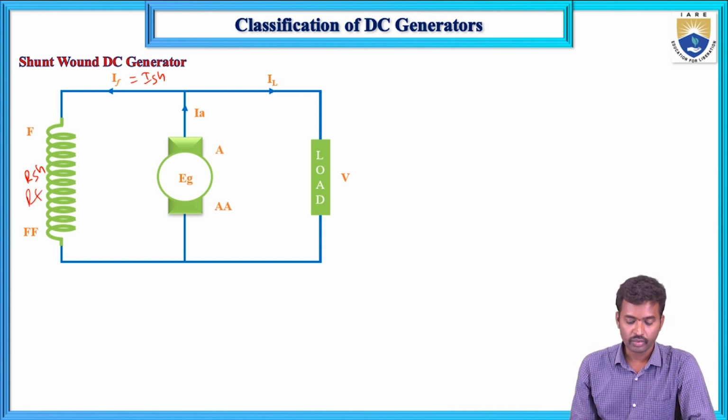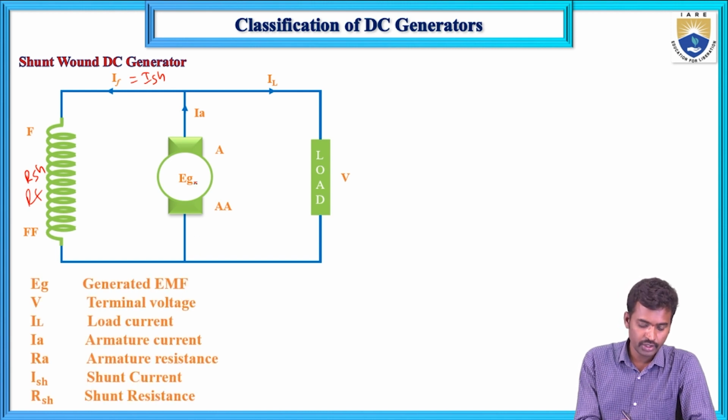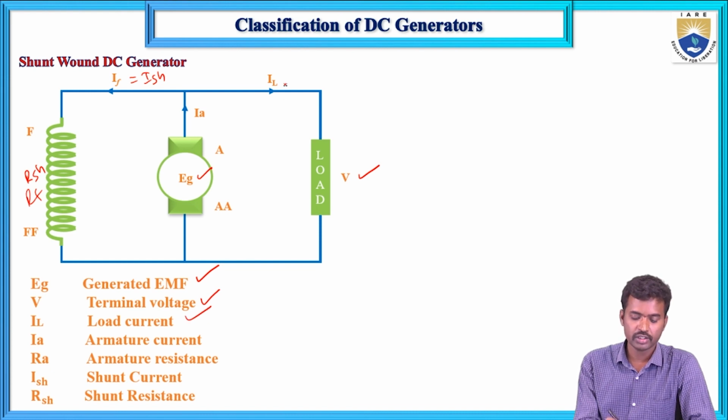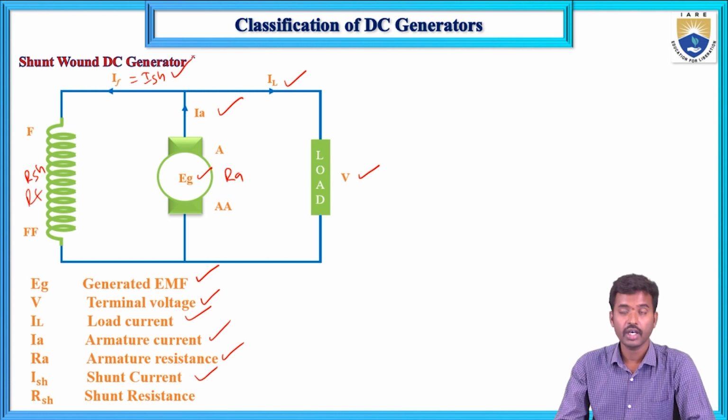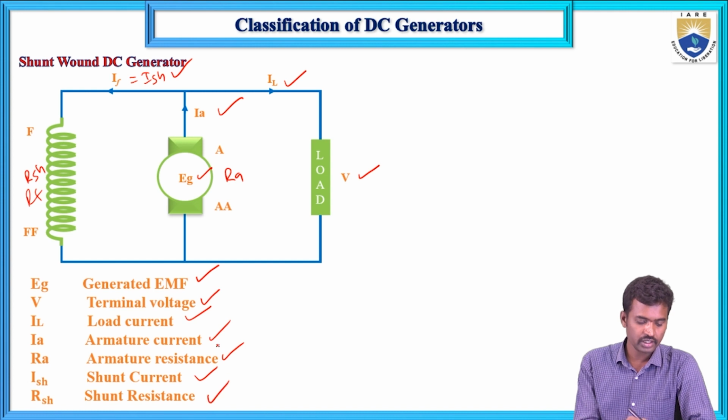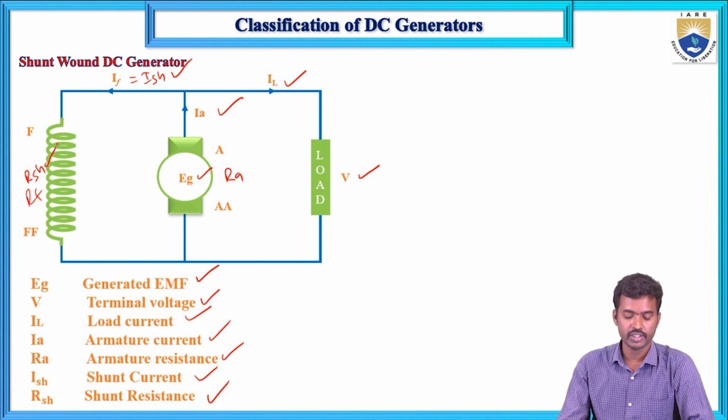Now the representation. EG is the induced EMF, V is the terminal voltage, IL is the load current, IA is the armature current, RA is the armature resistance, ISH is the shunt current or field current, and RSH is the shunt resistance or field resistance. If you know KVL, KCL and the properties of series and parallel connections, then we can easily derive the armature current, field current and induced EMF formulas.